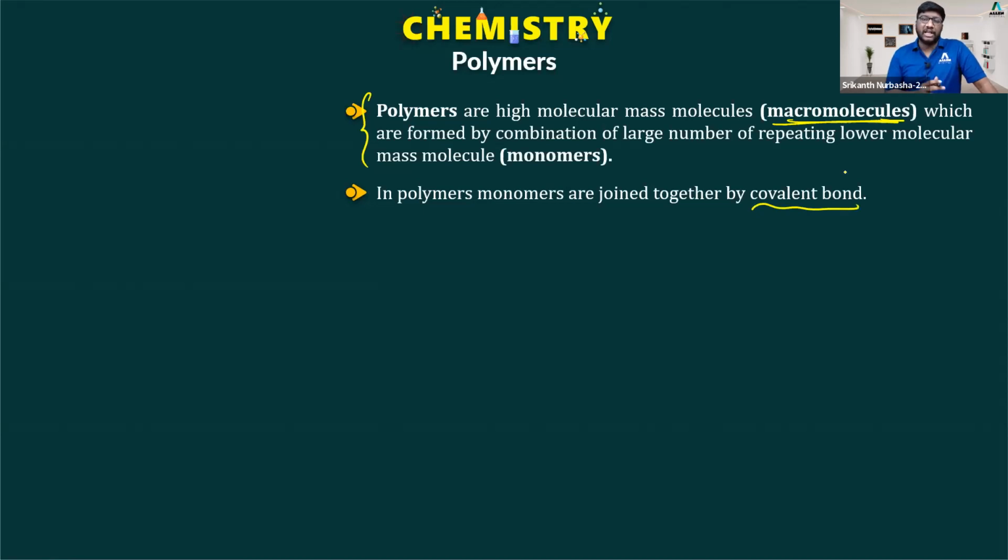Polymerization can be of two types, addition polymerization or condensation polymerization. Addition polymerization does not involve loss of simple molecules, whereas condensation polymerization involves the loss of simple molecules like water, alcohol, etc. We'll be discussing separate categories like addition polymers, condensation polymers, biodegradable polymers, and all the examples and their mechanistic approaches.